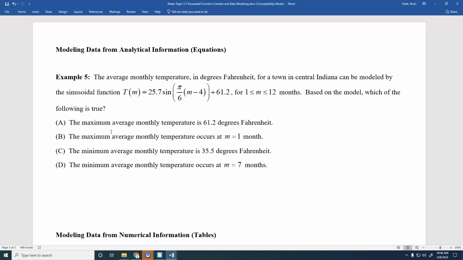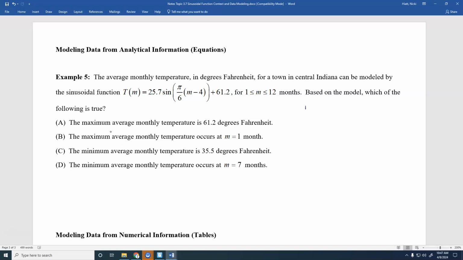We have the maximum average monthly temperature is 61.2 degrees Fahrenheit. The maximum average monthly temperature occurs at M equals 1 month. The minimum average monthly temperature is 35.5 degrees Fahrenheit, and the minimum average monthly temperature occurs at 7 months. So let's talk about each one of these.